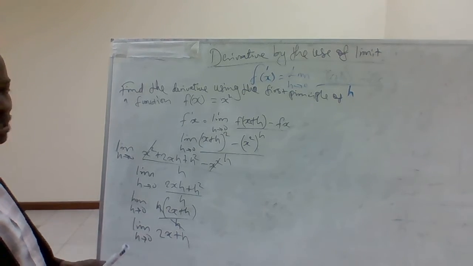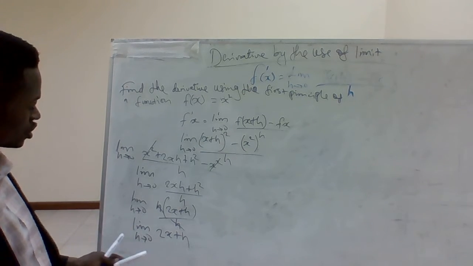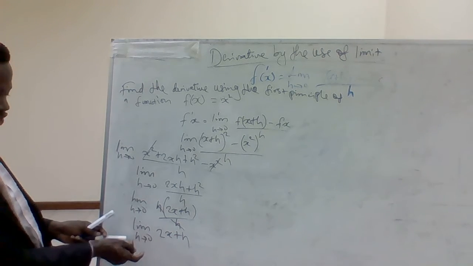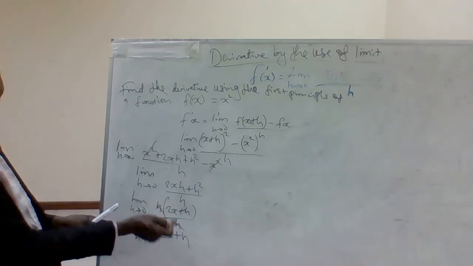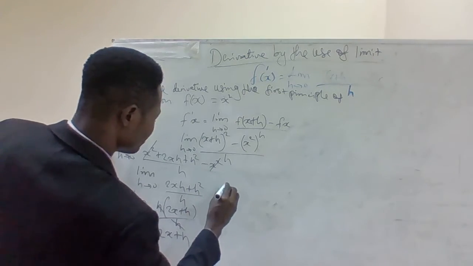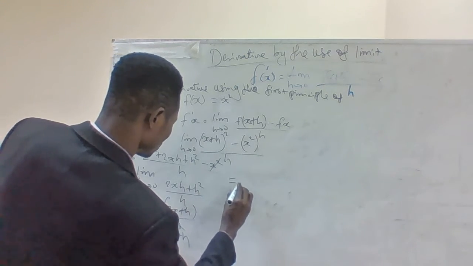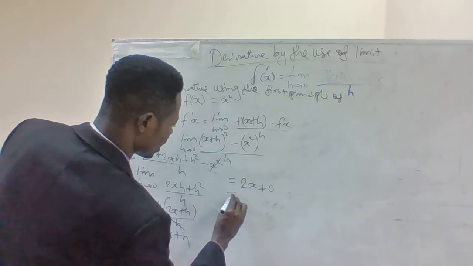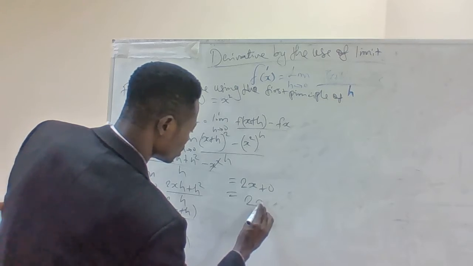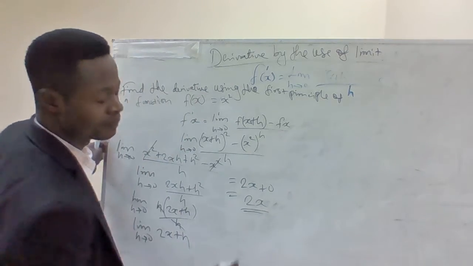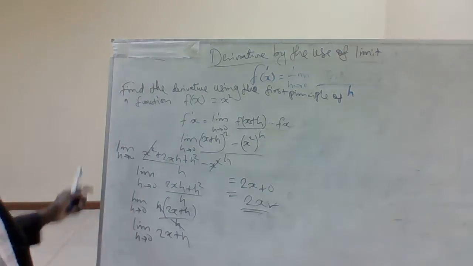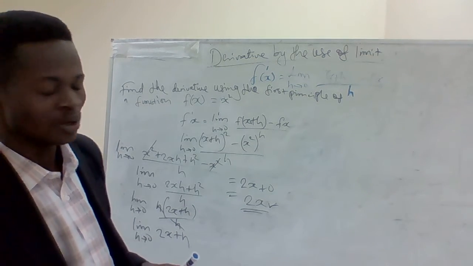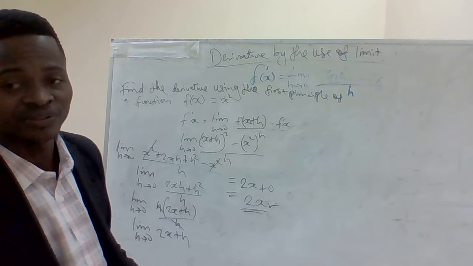So now you can do direct substitution. Direct substitution is where you see h, you put 0, because we say that h tends to 0. So we have it is equal to 2x plus 0. So our final answer is 2x, and this is the answer. It is very easy and simple once you grasp the concept of finding the limit using the first principle.